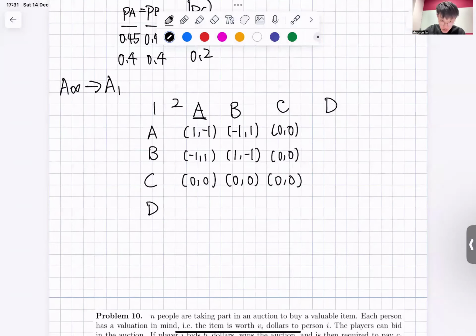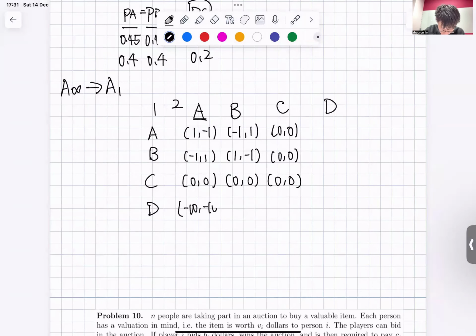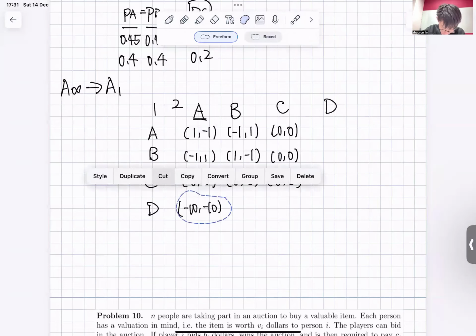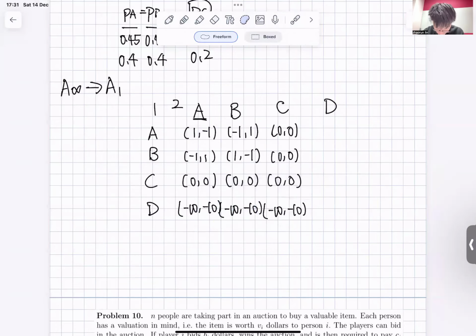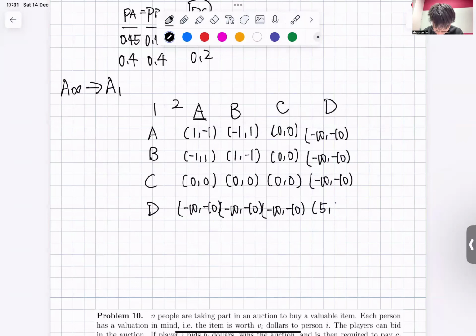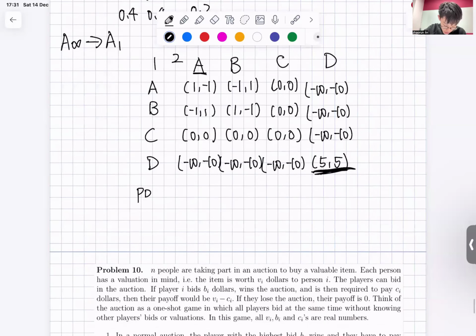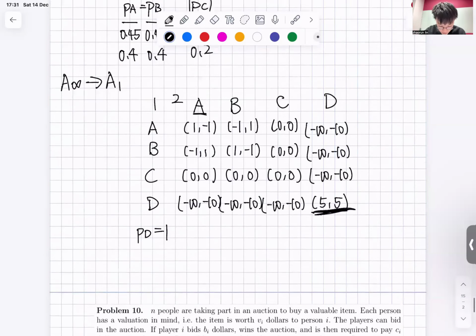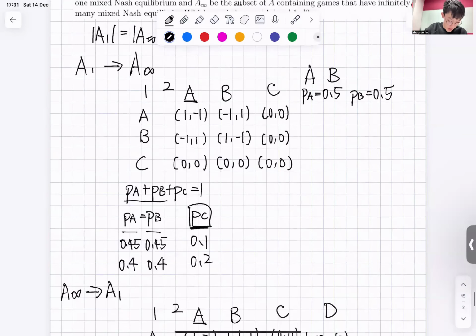So you can have it like this. The payoff table now looks like this. If they both give out B, then we give them a reward of 5. You can see that the mixed Nash equilibrium is for both players to play D. So they will have D equal to 1 because this maximizes their payoff, and we have only one mixed Nash equilibrium. So this is from A infinity to A1.